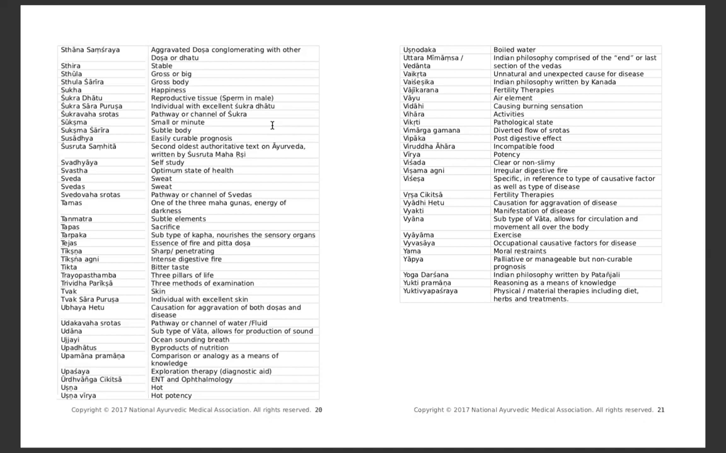Vikruti is a pathological state. Vimarga gamana is a state of diverted flow of srotas. So vimarga gamana, we talked about, one example was bleeding gums, right? That's not where the blood should be. It should be within the vessels, but when you have bleeding gums, that's an example of vimarga gamana. Vipaka, post-digestive effect. Viruddha ahara is incompatible food. Viruddha means opposite. So viruddha aharas are opposing or incompatible food combinations. Virya is potency.